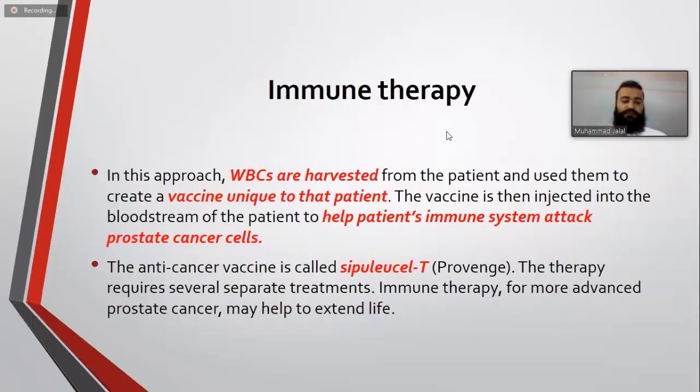Immune therapy. In this approach, WBCs are harvested from the patient and used to create a vaccine unique to that patient. The vaccine is then injected into the bloodstream of the patient to help the patient's immune system attack prostate cancer. The anti-cancer vaccine is called sipuleucel-T. The therapy requires several separate treatments. Immune therapy for more advanced prostate cancer may help to extend life.